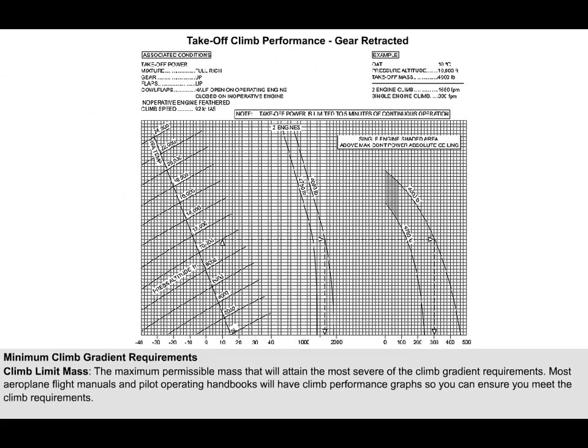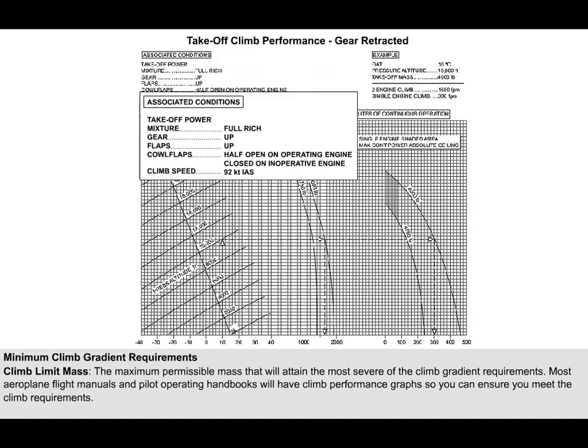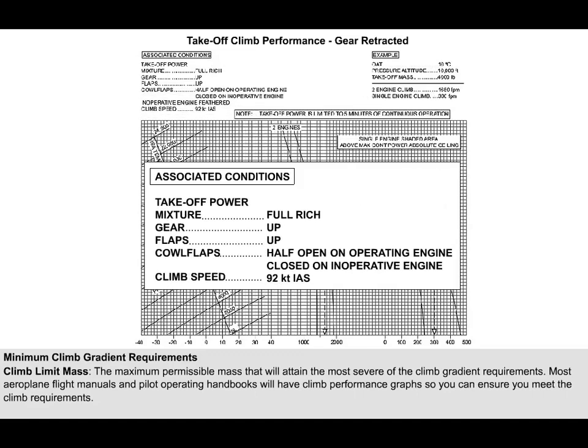Graphs which enable the pilot to calculate the gradient of climb are provided in most pilot operating manuals or aeroplane flight manuals. An example of this type of graph can be found in CAP 698 on page 13 of section 3. As with all graphs, before you use it, ensure you are familiar with the associated conditions applying to that graph.